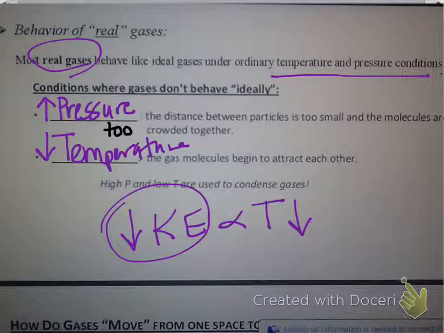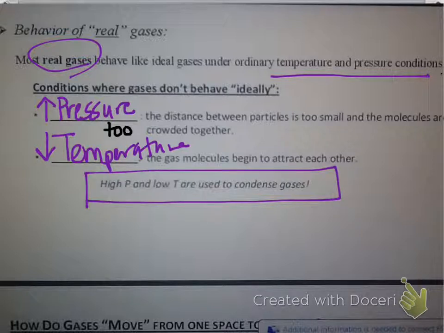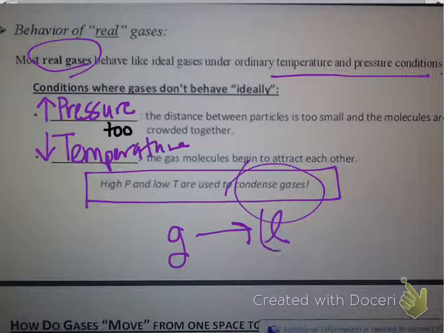Both of these conditions, by the way, high pressure and low temperature, are conditions used by chemists to condense gases. Condense means to go from the gaseous phase to the liquid phase. So both of these conditions are used to convert gases into the liquid phase. So it makes sense that the particles are not behaving ideally like gases. So this is what real gas behavior is versus ideal gas behavior.